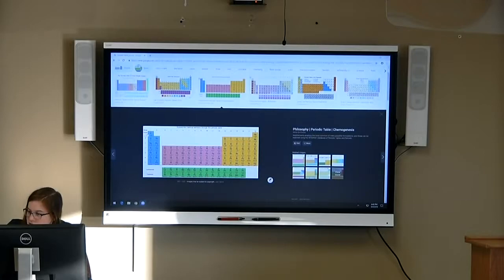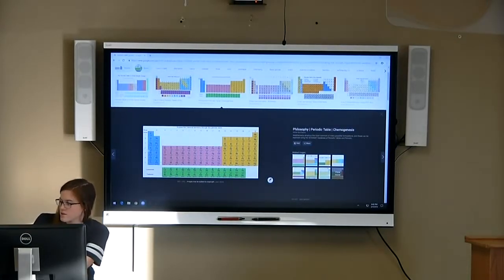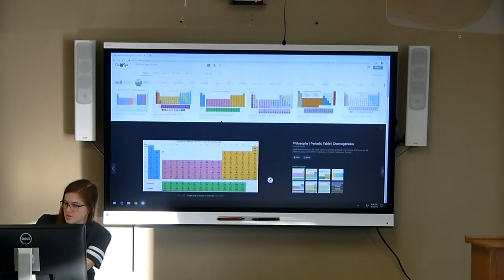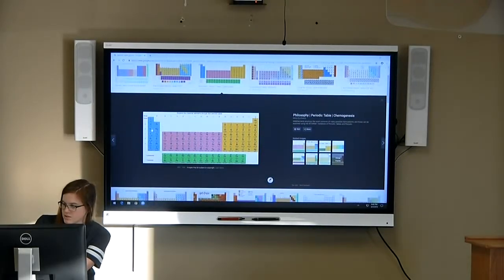And then periods. Groups go vertically, periods go horizontally. So these are in period 1, these are in period 2, these are in period 3, and so on and so forth. And that would be how you identify it. I know this isn't very clear, I'm sorry about that, but basically what you need to know is if you're doing groups, you're going straight down, and if you're doing periods, you're going straight over.